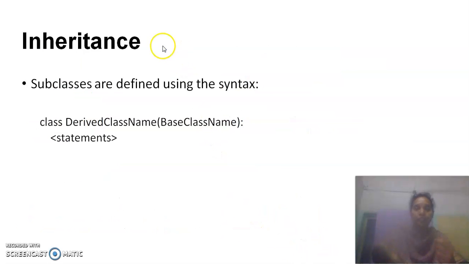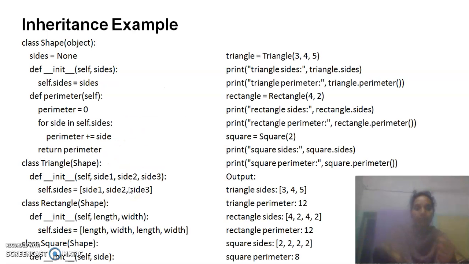Next, a very important concept of object-oriented programming: inheritance. Here, the subclasses are derived or inherited from the base class. The subclasses are defined using this syntax. Class is the keyword, then we specify the user-defined derived class name. Within parentheses, we specify from where we are deriving the class, that is the base class name, then a colon. Then we specify the set of statements to be defined in the derived class.